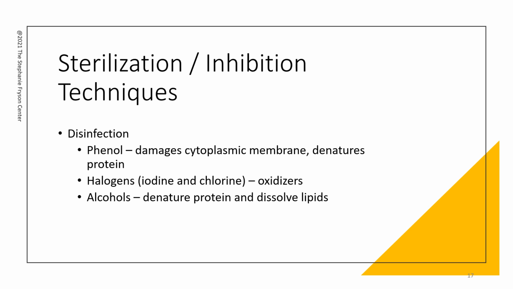Now this is a little bit more for microbiology, just if you want to be extra smart, you can say that alcohol is denaturing, which means it's taking off the protein, and it's dissolving lipids, the fat. That's how it's killing the bacteria. That's just a cooler thing to be able to say to somebody.